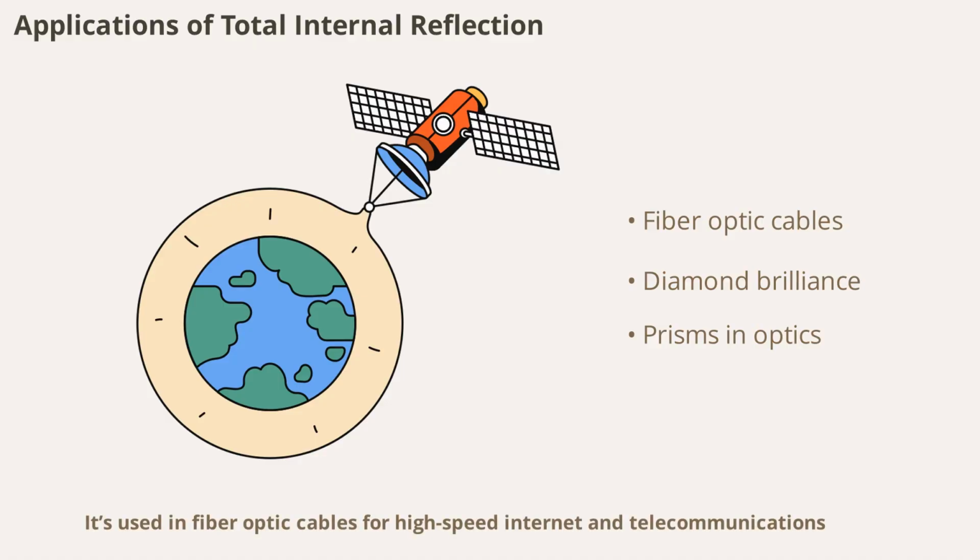It's used in fiber optic cables for high-speed internet and telecommunications, allowing light signals to travel long distances without significant loss. It also explains the brilliance of cut diamonds and is used in certain types of prisms found in binoculars and periscopes. Understanding this phenomenon has revolutionized modern communication and imaging technologies.